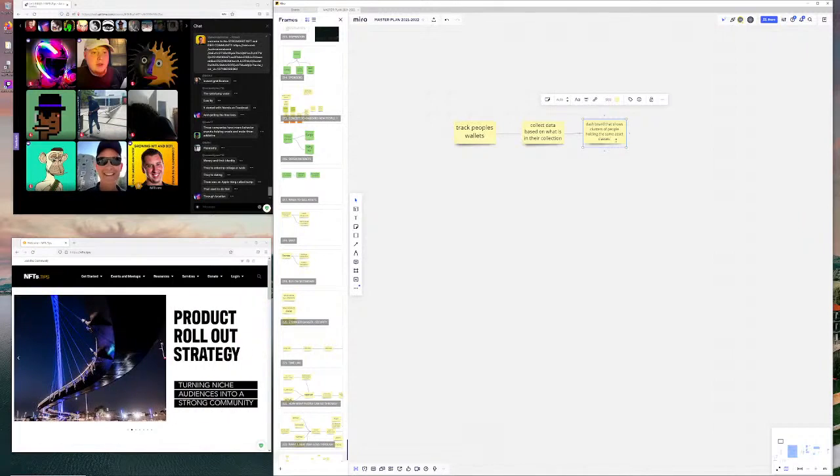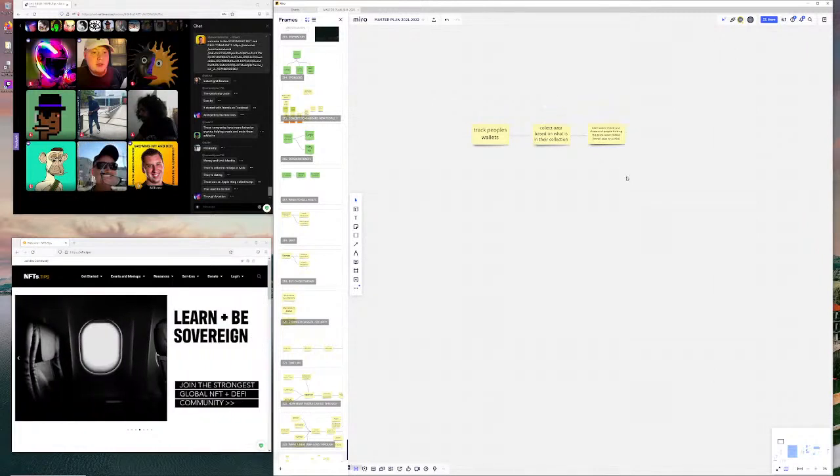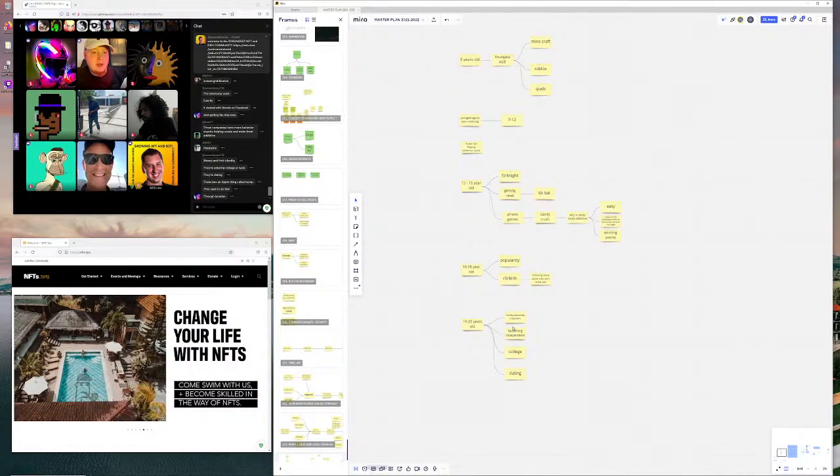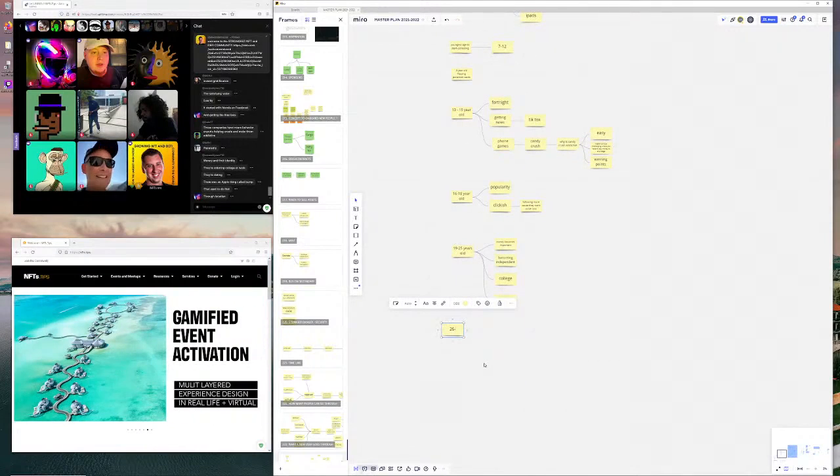Yeah. Dashboard that shows clusters of people holding the same access classes. Alright, so let's go back to this over here. So we're at 19 to 25, then we're getting into the 26 to let's do 35.